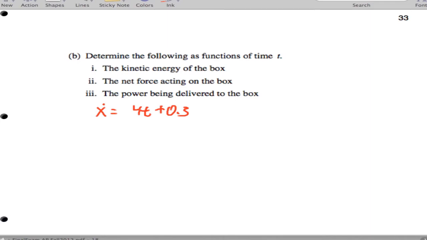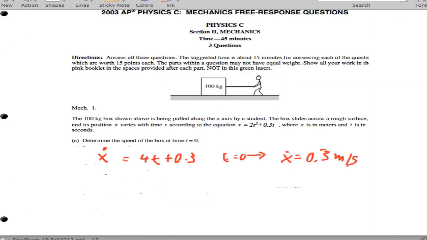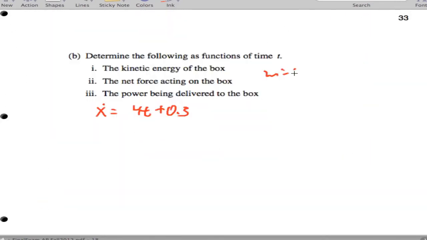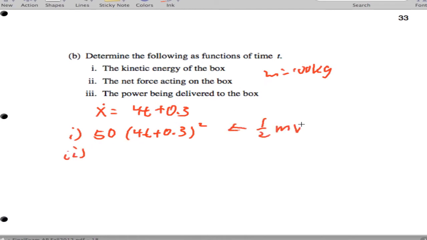And do we have a mass? Let's just make sure. The mass of the box is 100 kilograms, so we'll go ahead and use that. So the kinetic energy of the box is going to be 50 times (4t plus 0.3) squared. Excellent. The second part, because again this comes from 1/2 mv squared, and 1/2 of m is 50, and then I'm taking this and squaring it.